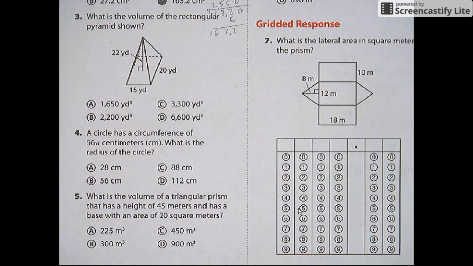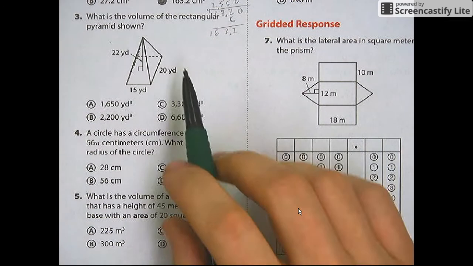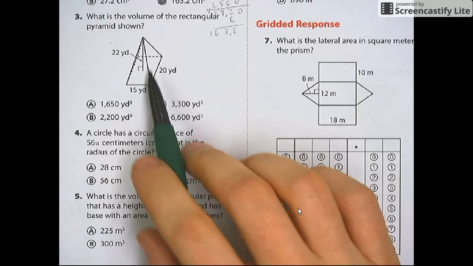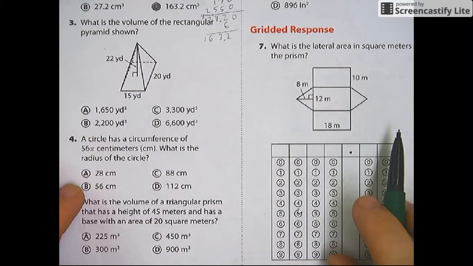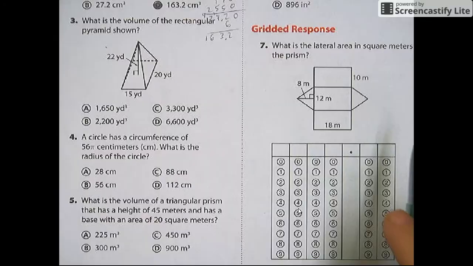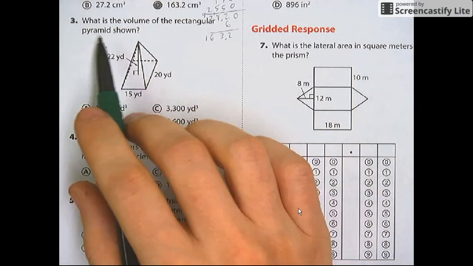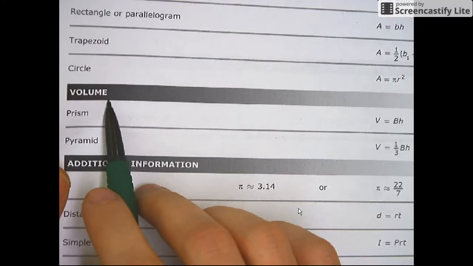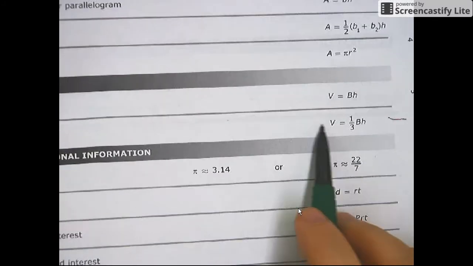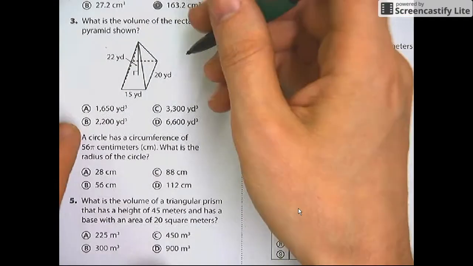Okay, let's continue with number 3 now. We are given a rectangular pyramid shown. I'm trying to find the volume of it. So the first thing I'm going to do is look up the formula in my STAAR reference materials for the volume of a rectangular pyramid. Volume of a pyramid is 1/3 of the area of the base times the height of the pyramid.